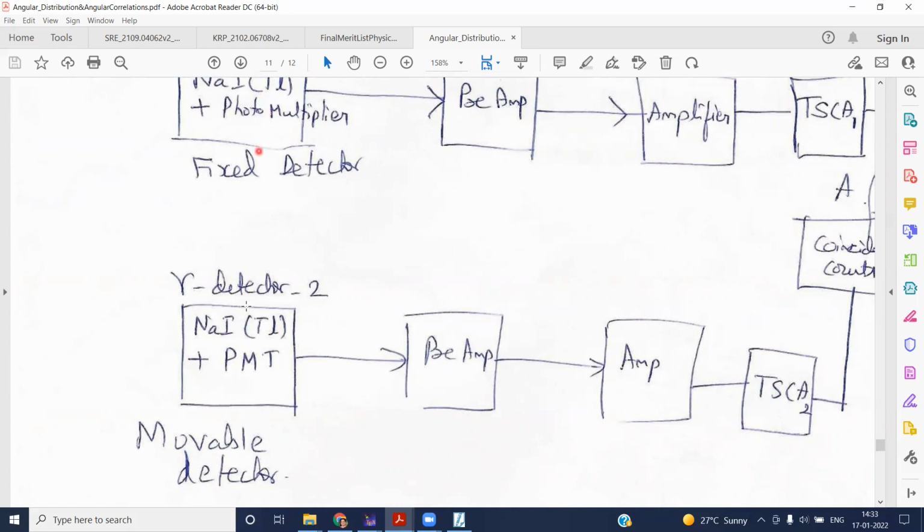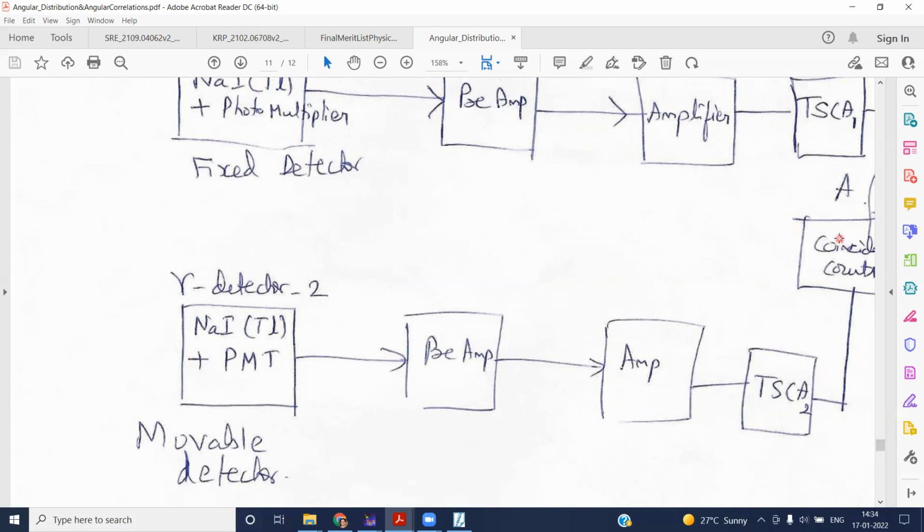That's the arrangement. So I keep moving the second gamma detector, and there is again a preamplifier, amplifier, timing SCA 2. Then I ask, are these two coming in coincidence? That is because it is a cascade gamma decay. Cascade means 1 gamma ray comes, following it another gamma ray comes within some short duration. So if these two come within that short duration, I get 1 count.